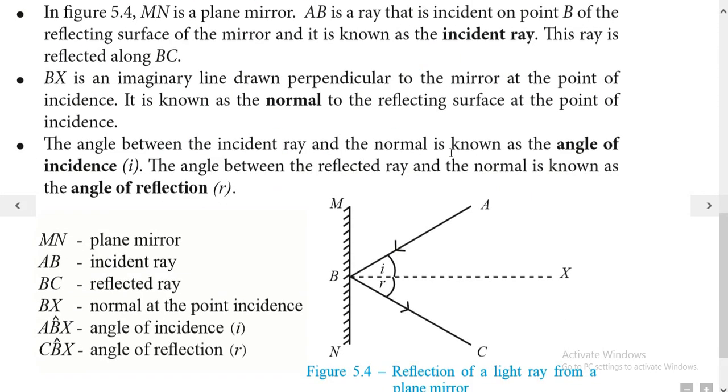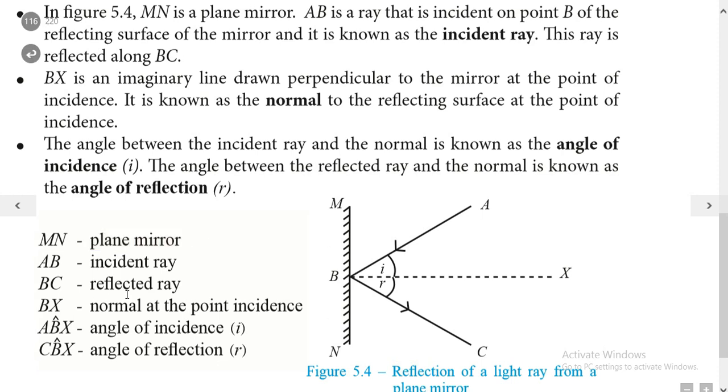Another thing you have to know is when a light ray falls onto a mirror at an angle, any angle. It's very important. For this, there's a very famous diagram you learned in previous grades. According to this diagram, we have to learn many terms, and these terms are very important to identify. One is MN, which is the plane mirror.